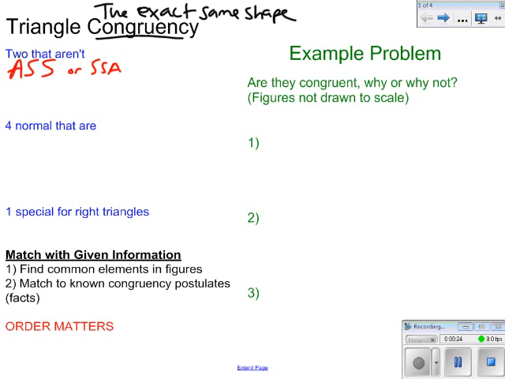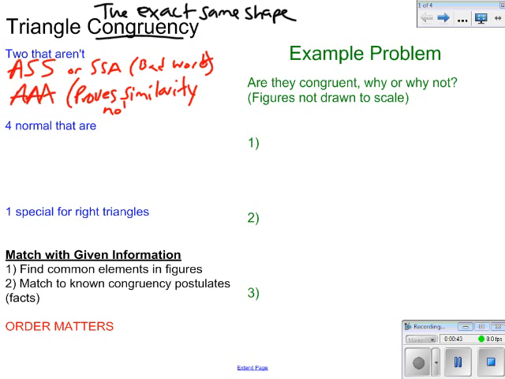Okay, the first one is ASS, which I'm not going to say, but it's a bad word, so hopefully you won't forget that one. And then the other postulate that isn't is AAA, three A's. And A stands for angle and S stands for side. Now, what you need to know is that when you're given three angles, that proves that things are similar but not congruent. And similar basically just means it's the same shape, but it's been shrunk or increased in size. Okay.